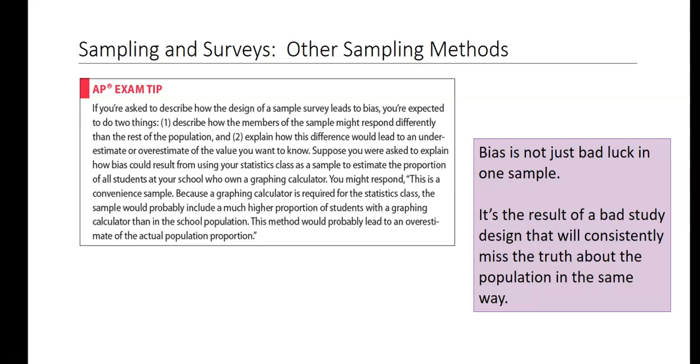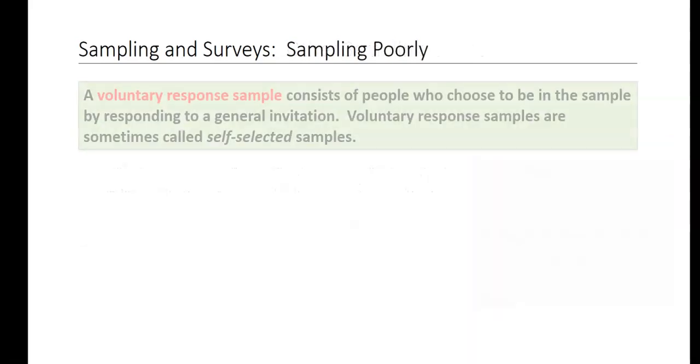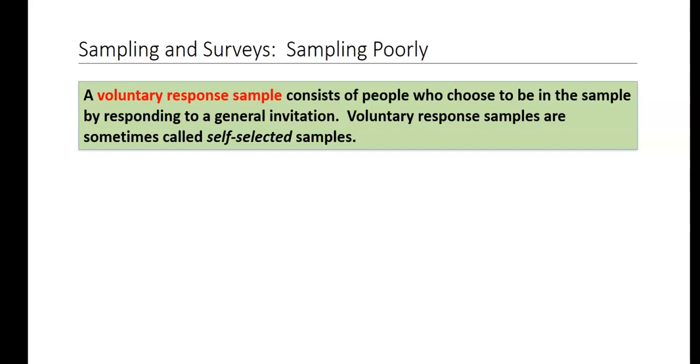So bias is not just bad luck, but it's oftentimes designed poorly. It's a bad study that's just going to miss the truth. So this is a big deal.